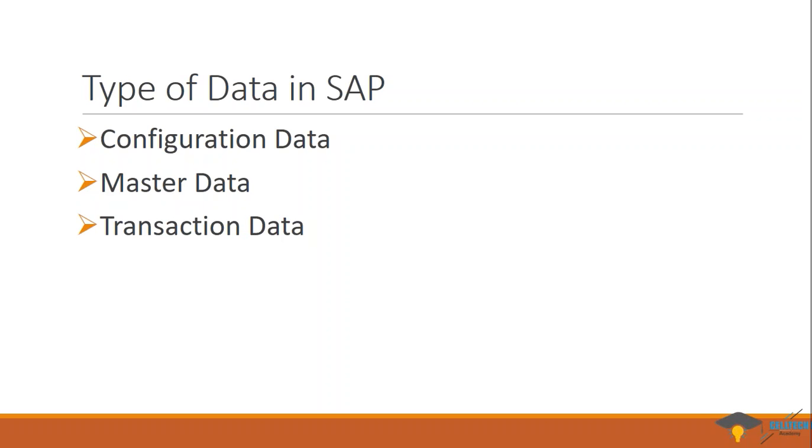And the master data is nothing but, in order to do a transaction, what masters are needed. For example, when you create a sales order, you need to have customer data. You need to have the material data. You need to have the pricing data. So these are all the master data which will be set up and kept ready.